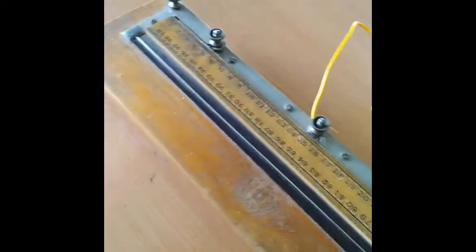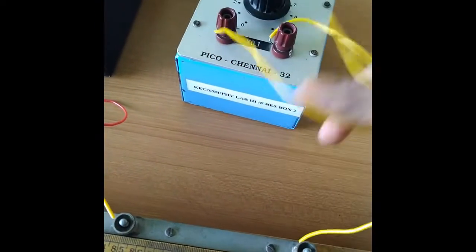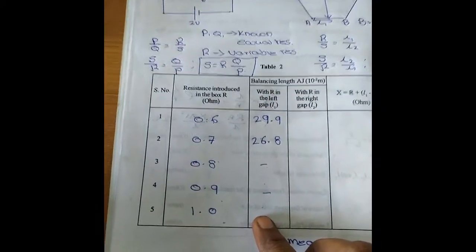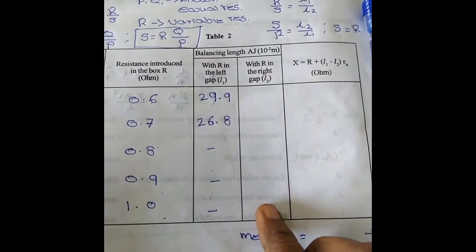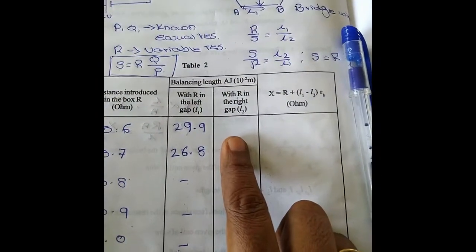Now the positions of R and S are interchanged. Now on the left gap, I have included the metal strip, and on the right gap, I have excluded the metal strip and included this fractional resistance. In the first part, while filling this column, we had taken R in the left gap and the metal strip in the right gap. Now I have interchanged the positions of R and S such that this fractional resistance R is in the right gap and the metal strip is in the left gap.